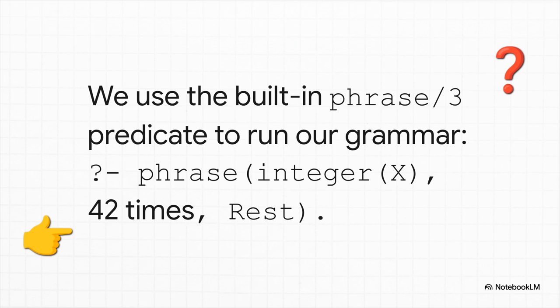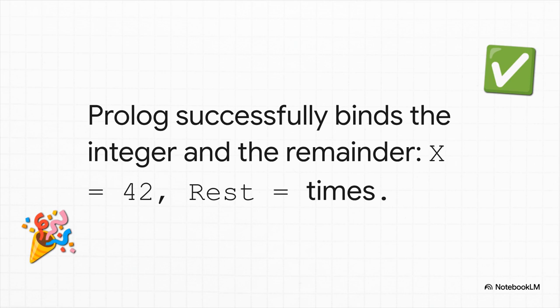So to actually run this thing, we use a built-in command called phrase. We're asking Prolog, hey, can you use my integer rule on the string "42 times"? And if you find an integer, put it in X and tell me what's left over in Rest. And look at that, it just works. Prolog comes back and says, yep, X is 42 and the rest of the string is " times". It's like it perfectly carved out the piece of the string that matched our grammar rule.